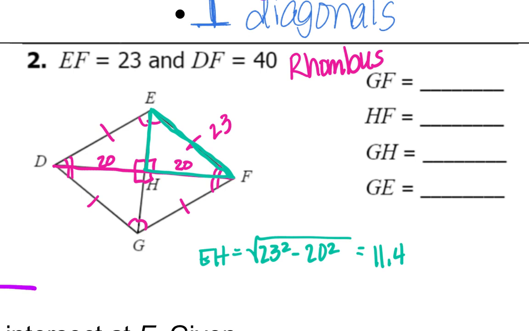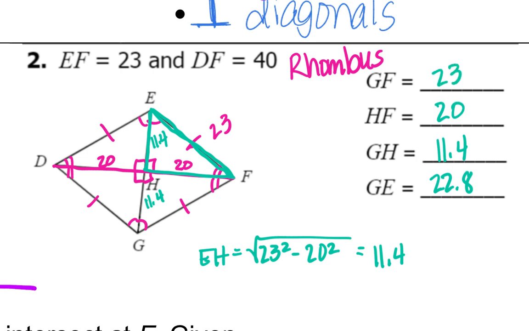So we'll round to the nearest tenth. So this is 11.4, which means this is 11.4. So the whole thing would be 22.8. So EG would be 22.8.